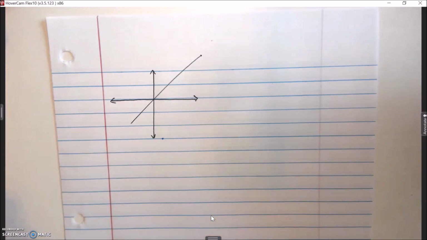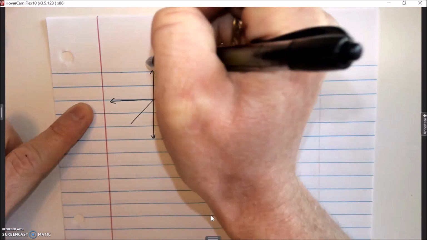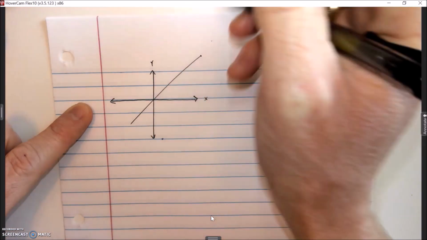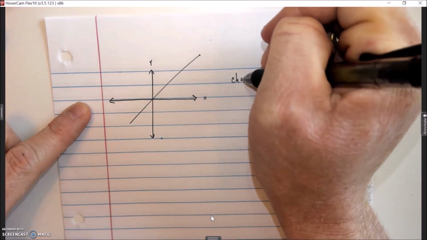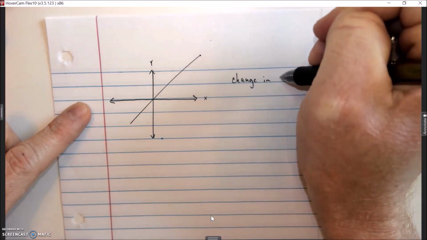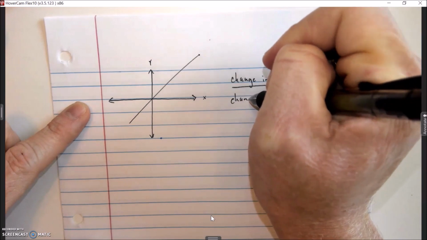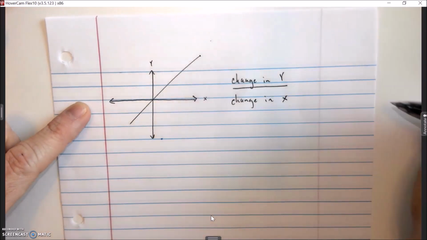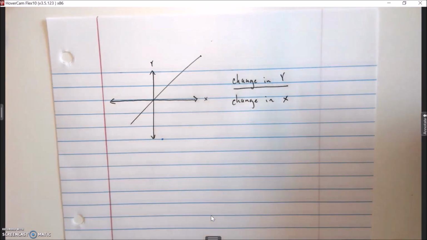Now, the steepness of a line is when we're going to compare two different things. Now remember, this is the x-axis and this is the y-axis. The steepness of a line is comparing the change in y to the change in x. Guys, essentially that's your ratio. You're comparing the change in y to the change in x. We've talked about ratios before.